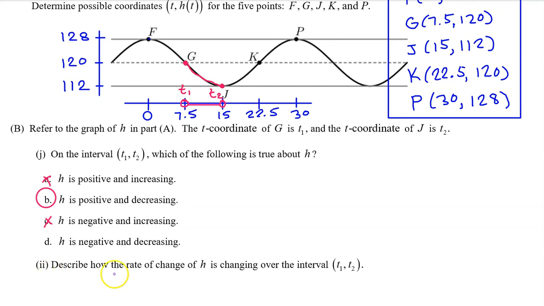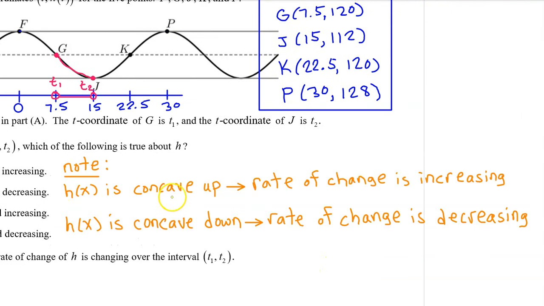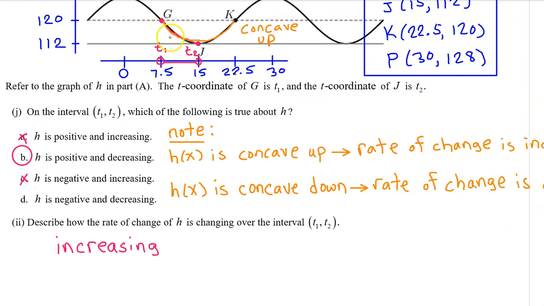Part 2. Describe how the rate of change of H is changing over the interval from t1 to t2. In Unit 1, we learned that h of x is concave up when the rate of change is increasing, and h of x is concave down wherever the rate of change is decreasing. Because h of x is concave up on the interval from t1 to t2, we know that the rate of change of h is increasing. They did not ask us to justify our answer, so we can simply say increasing. In fact, it's safer just to give a one-word answer here.